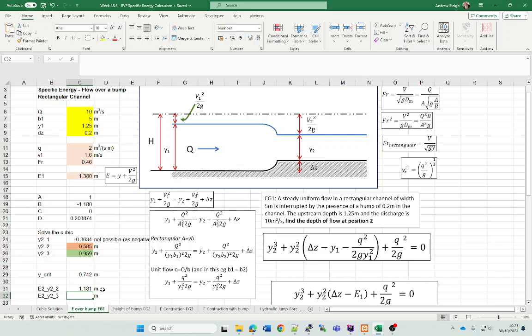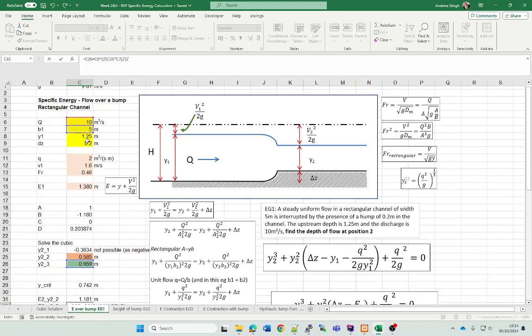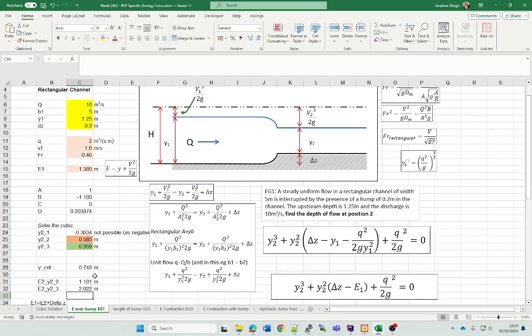1.181. Now you might think, why is that not the same as that? Well, we'll see that in a moment. Let's calculate the second solution. So it's the y3 plus q squared divided by y times b plus 2 slash g. Okay, mistake there, because that has to be squared.